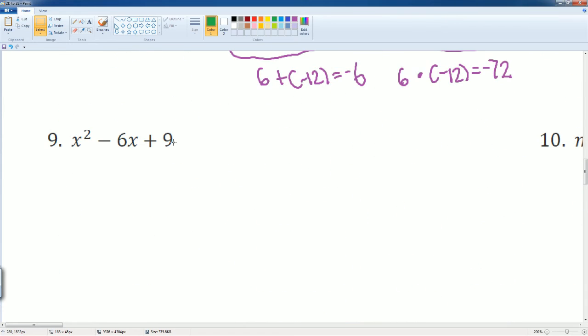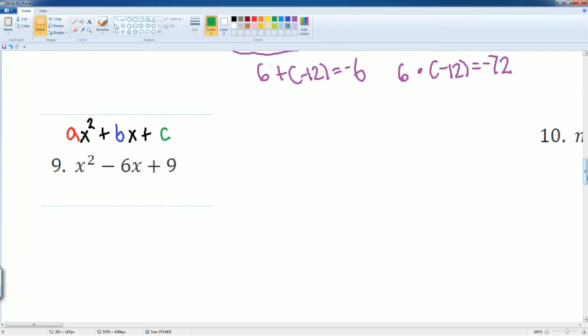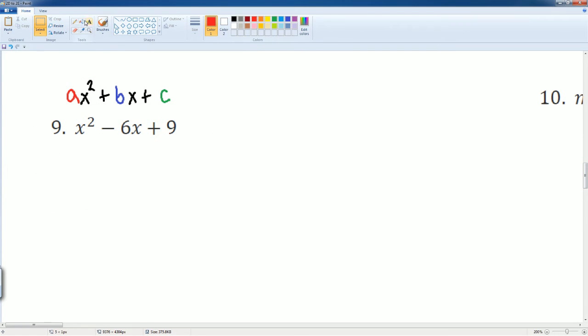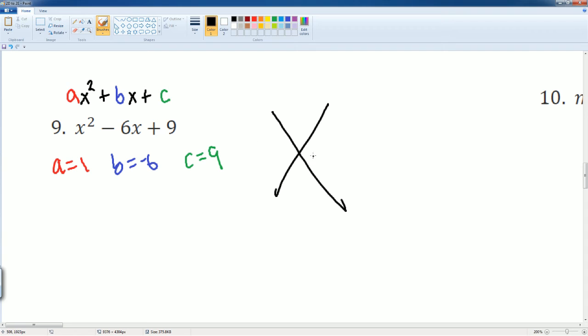Okay, all right, let's look at 9. So we follow the same format as before. Let's label our variables here. We have a equals 1, b is equal to negative 6, and c equals 9. Since a is equal to 1, we can use the x method to find p and q. We want two numbers that multiply to make 9 and add up to make negative 6. The p and the q have to multiply to make 9, and p plus q has to be equal to negative 6.